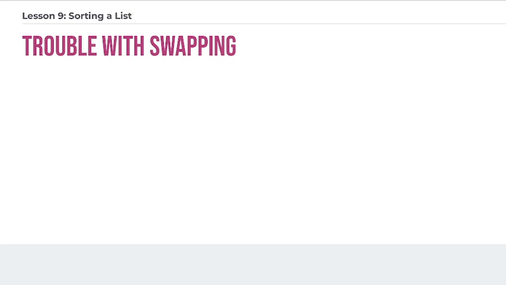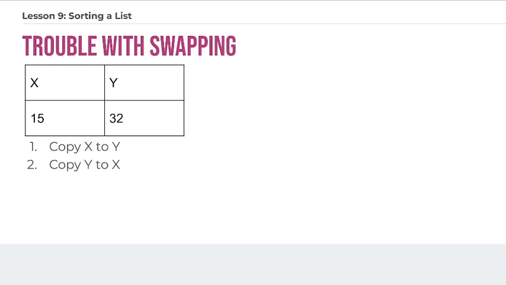With swapping, there comes a little bit of a problem, okay? Now, look at the table on your screen. If we're talking about swapping the values at positions X and Y, X has 15, Y has 32. Ultimately what we want is for 32 to be with X and 15 to be with Y, right? So how would you do this if this were text on your screen?